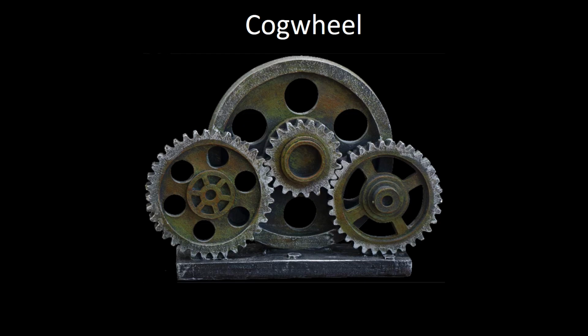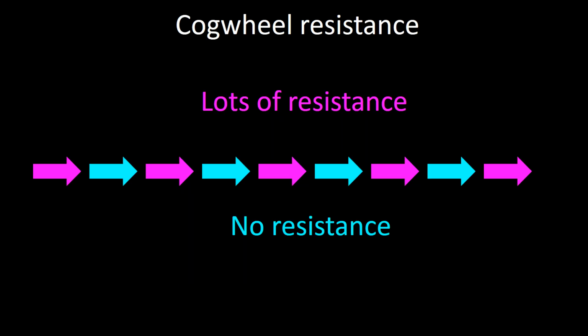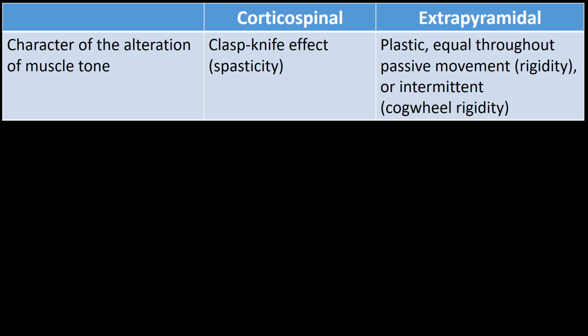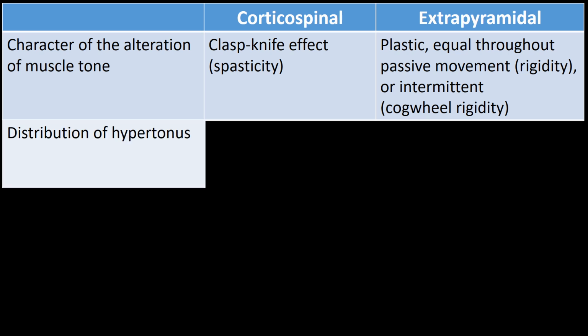For those of you who have never seen a cogwheel, this is how a cogwheel looks. During testing, as you attempt to move the arm, you will feel loss of resistance followed by a quick giving in, followed by loss of resistance again, and so on. The next clinical feature that helps distinguish these conditions is the distribution of hypertonicity.